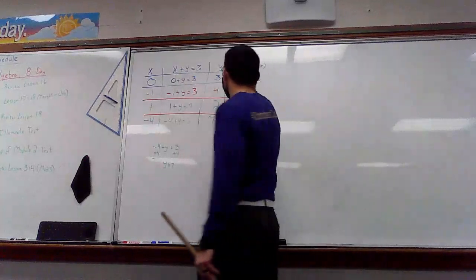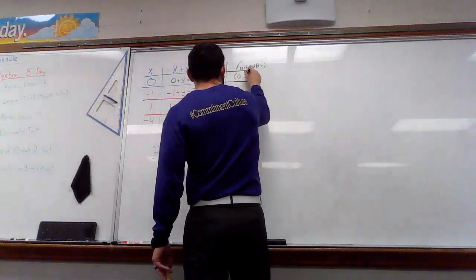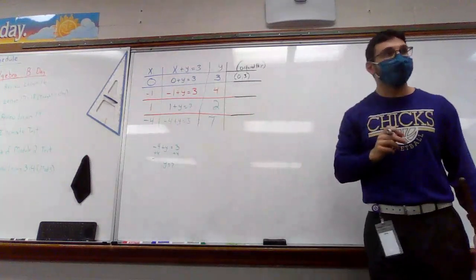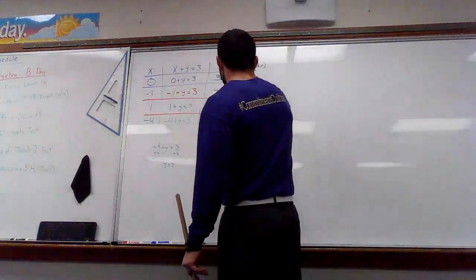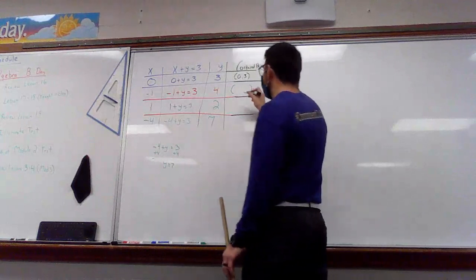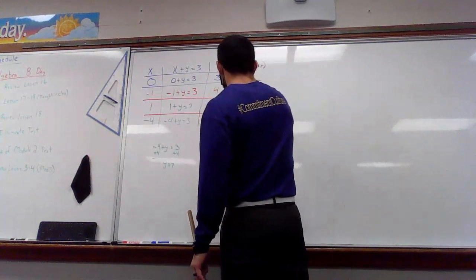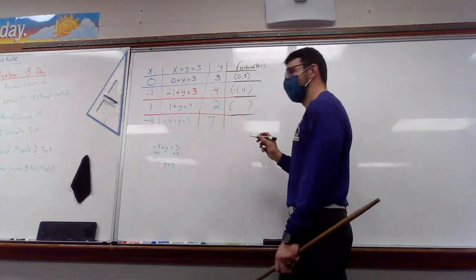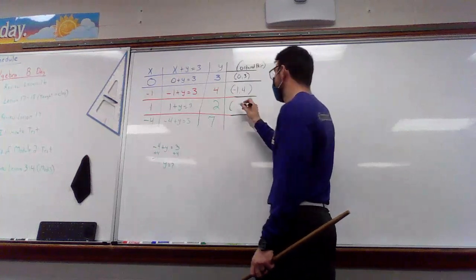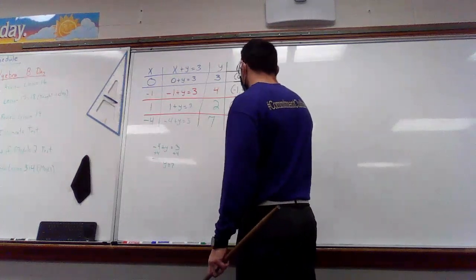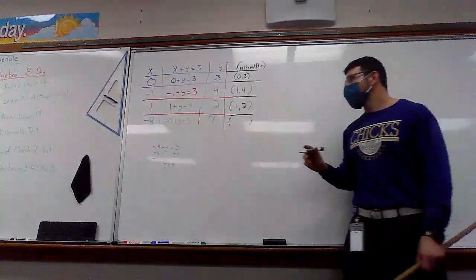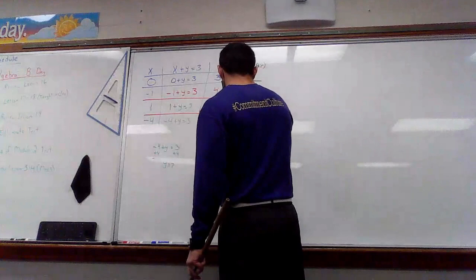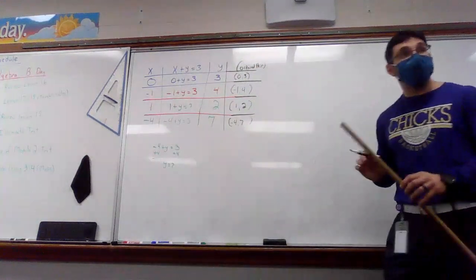So if I have an x and a y value, I've got my ordered pair. So my first ordered pair is 0, 3. Kaylin, what's my next ordered pair? -1, 4. Chris, what's my third one? 1, 2. Good. Last one, Charlie. -4, 7. Beautiful. Now that we have ordered pairs, we can graph.